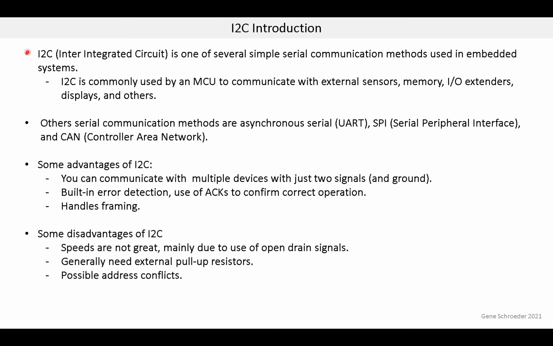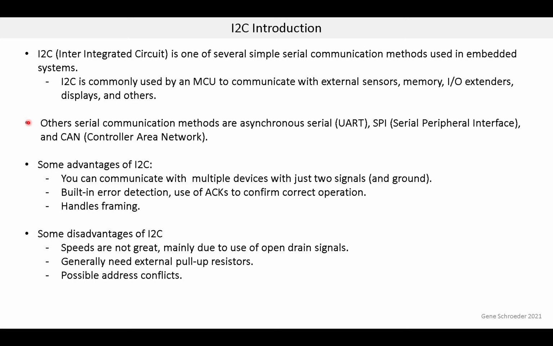So I2C stands for Inter-Integrated Circuit and is pronounced either I-squared-C or I-two-C. It's one of several serial communication methods you'll see in embedded systems. I2C is commonly used for an MCU to communicate with external sensors, external memory, I/O extenders, displays, and other devices. Other serial communication methods are asynchronous serial, which uses a UART, SPI, and CAN.